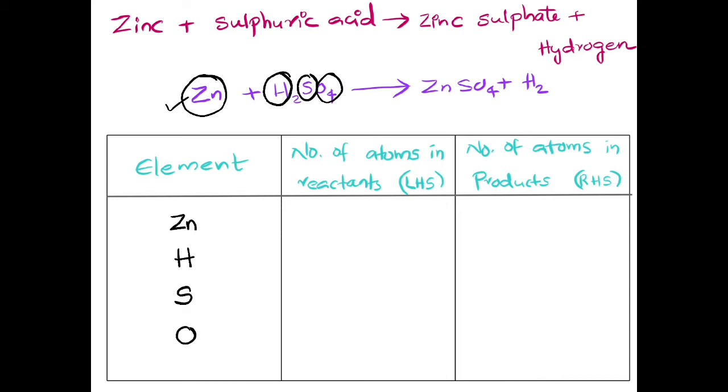The next step that you have to do is count the number of atoms on the left hand side, that is the reactant side, and also count the number of atoms on the product side. Okay. So let's count. Here this is the reactant part and this is the product part.